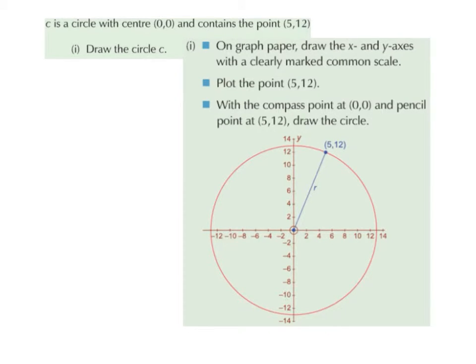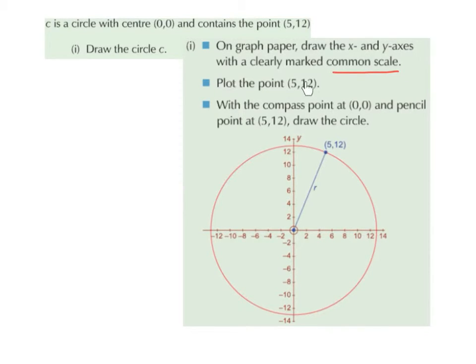For example, as you can see in this diagram, we're going up in 2s on the x-axis. So we must also go up in 2s on the y-axis. If we'd gone up in 1s on the x-axis, we must also go up in 1s on the y-axis, and so on. So very, very important that we have a common scale.